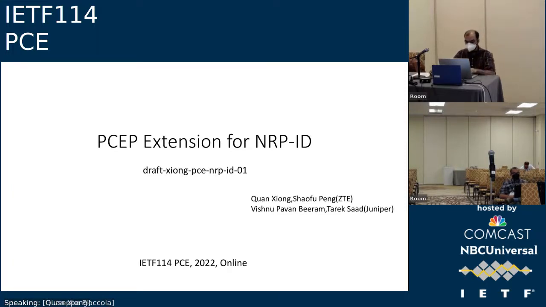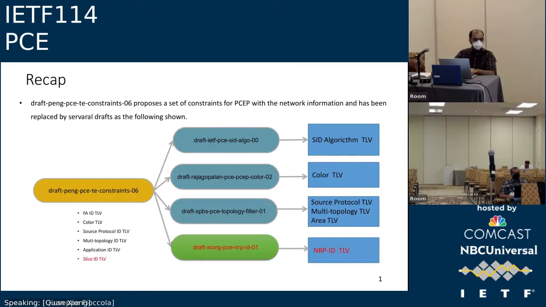This is about the PCEP extension for NRP ID. Let's first do a quick recap. The PCE constraint draft has been proposed and presented during the last 2 years. It proposed a set of constraints for PCEP with network information, such as FAID, color, source protocol ID, multi-topology ID, application ID, slice ID, and now it has been replaced or merged into 4 drafts. So the currently presented draft has replaced the TE constraints and proposed the slice-related constraint, with the terminology changing from the slice ID TLV to the NRP ID TLV.